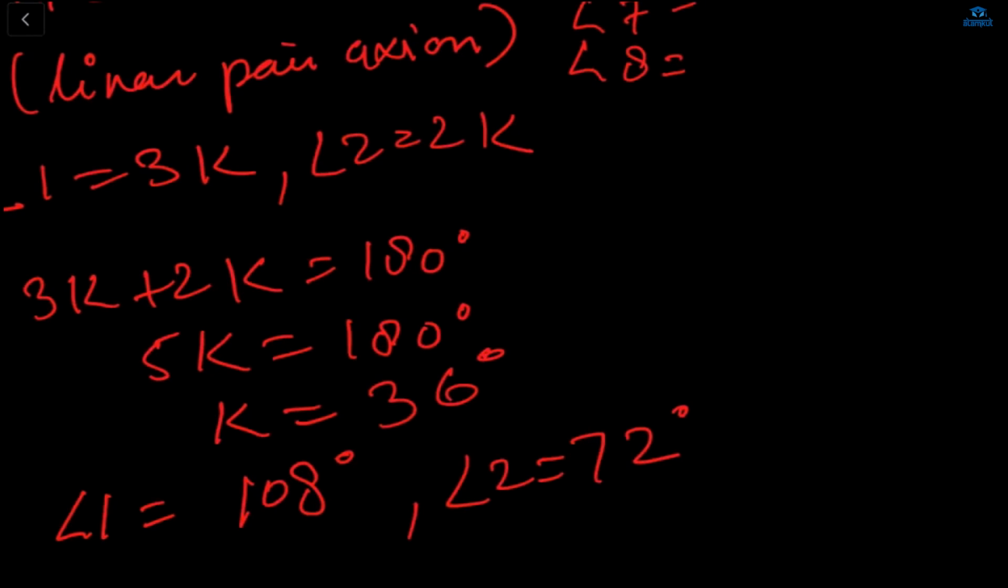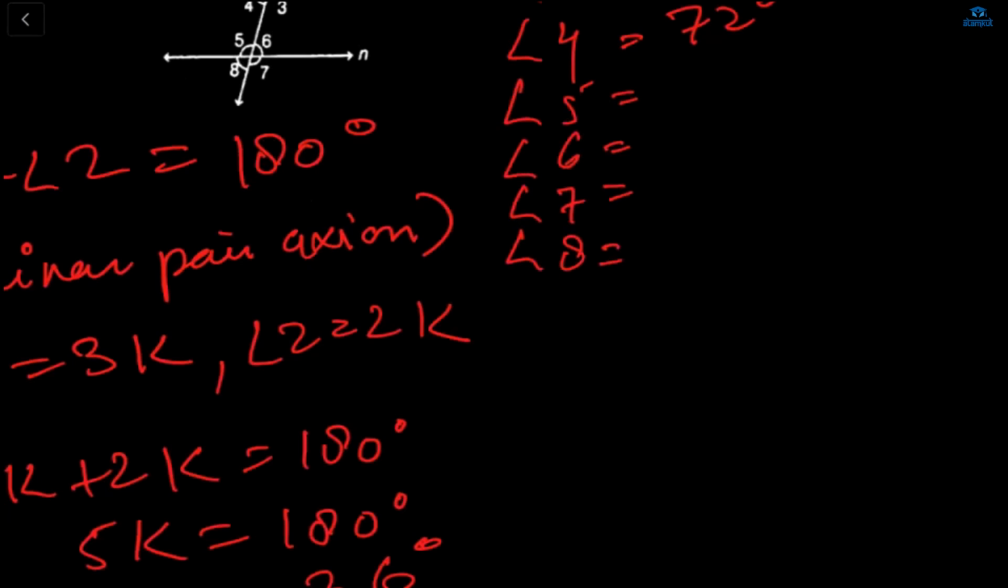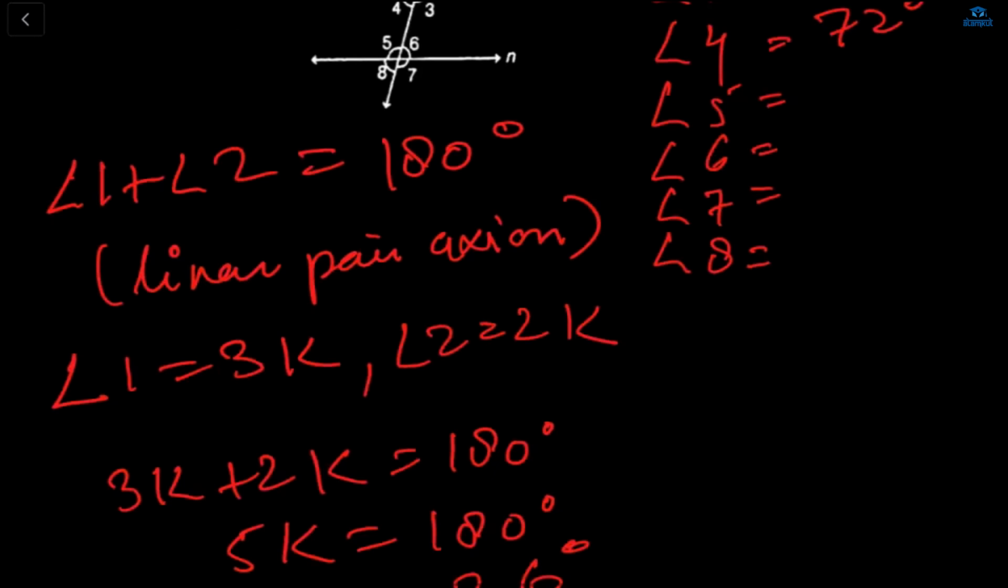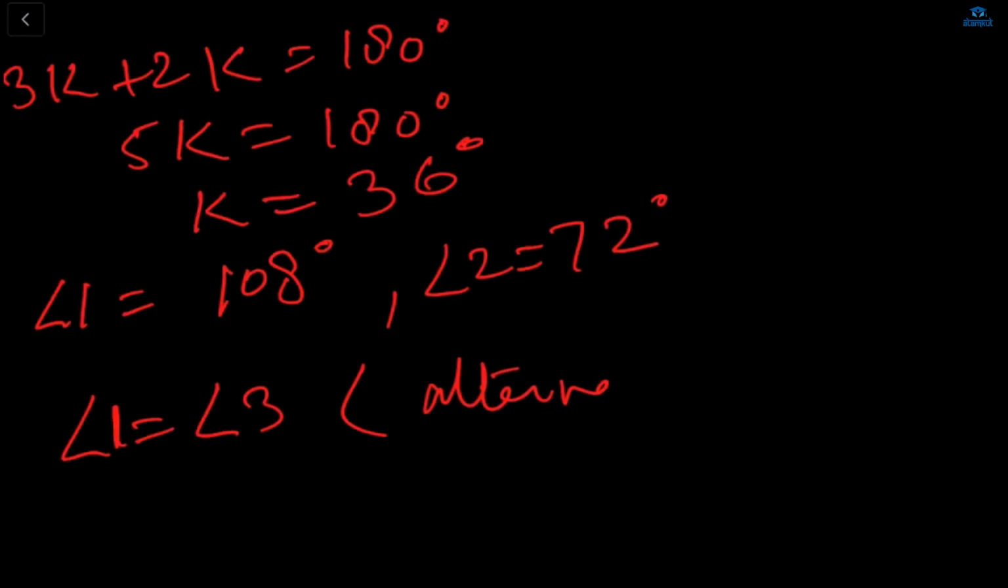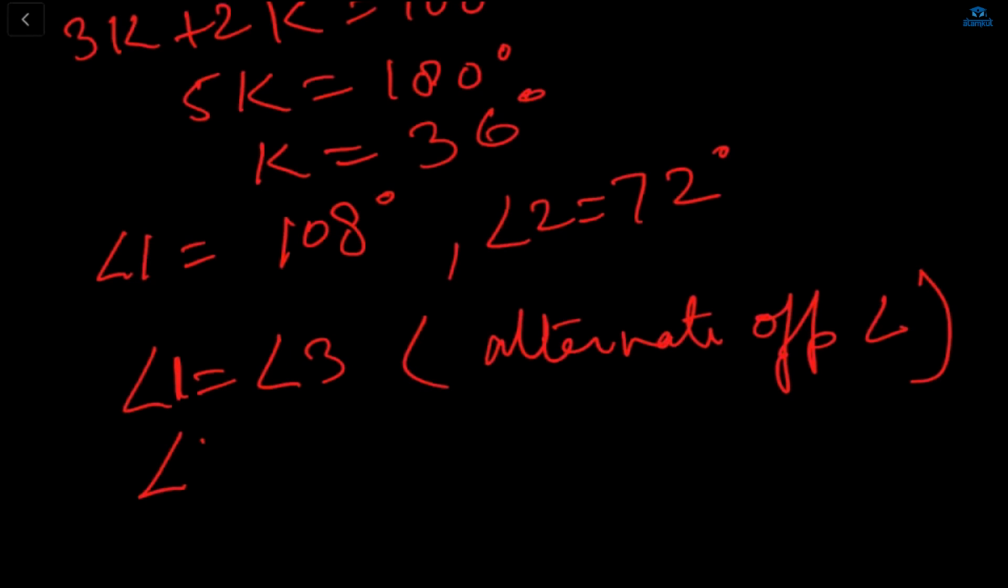Okay. Great. So now you tell me for other angles. Now angle 3 is equal to? Ma'am, angle 3 is equal to angle 1, so that means 108 degrees. And angle 4 is equal to angle 2, that is 72 degrees. Yes, and how are they equal? You'll have to mention it here. Angle 1 is equal to angle 3. Alternate opposite angles. Similarly, angle 4 is equal to angle 2.